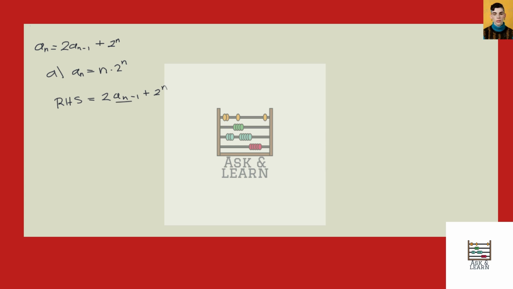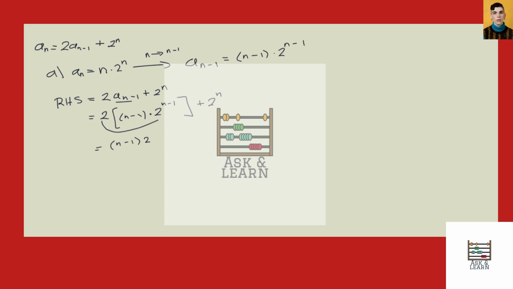To figure out what this a_(n-1) is, we shift all n, converting all n to n minus 1. So a_(n-1) is equal to (n-1) times 2^(n-1). Then this is going to be 2 times (n-1) times 2^(n-1), plus 2^n. Then we multiply these two together, so it's (n-1) times 2^(n-1+1), so that's just 2^n, and we're going to add 2^n.